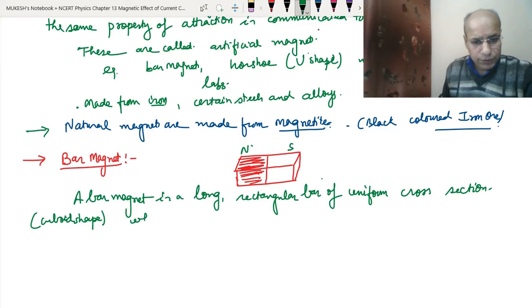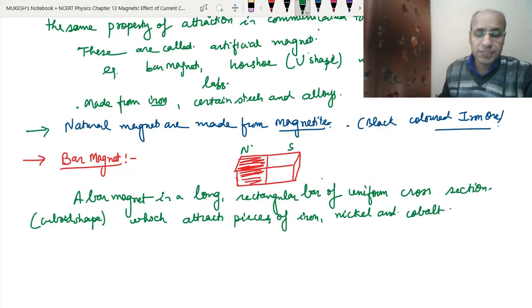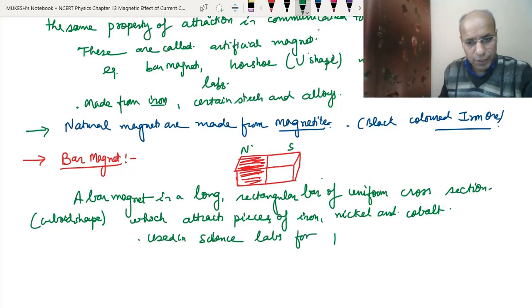Okay. Which attracts pieces of iron, nickel and cobalt. Okay. And we use them in the science laboratories for the practicals. They are used in science laboratories for performing practicals. I hope this is clear to you.